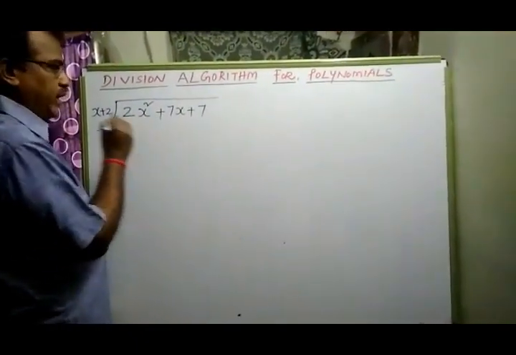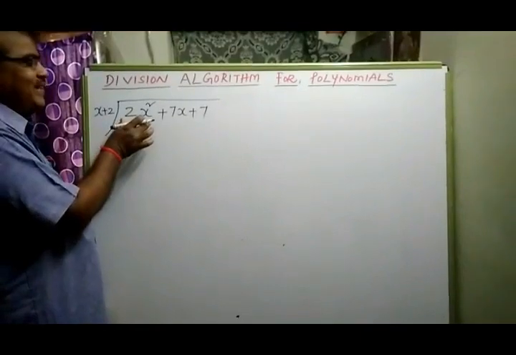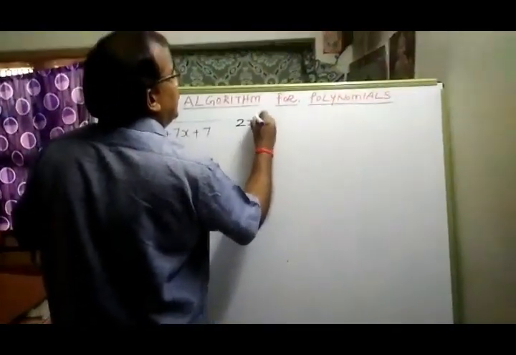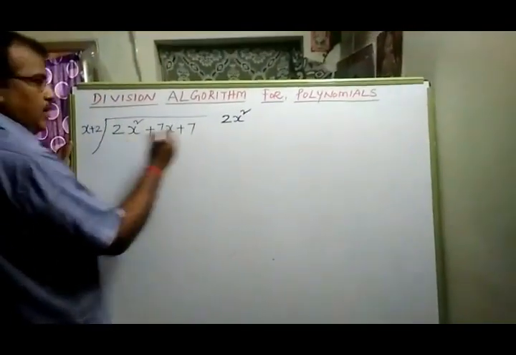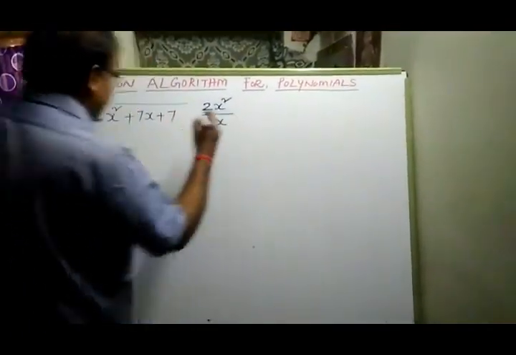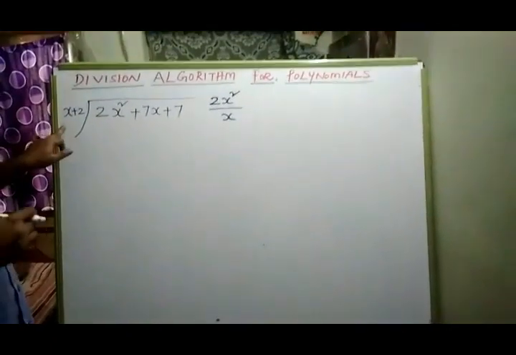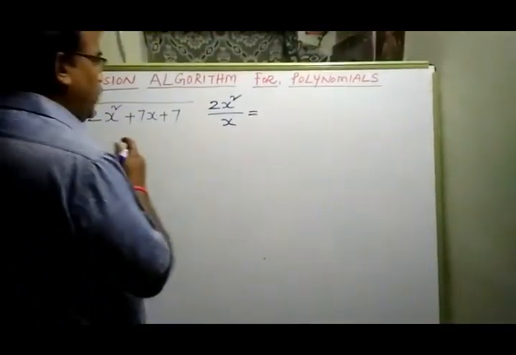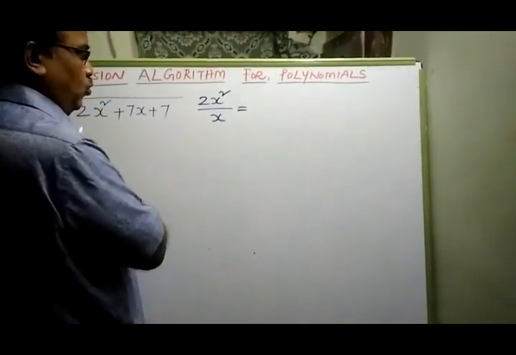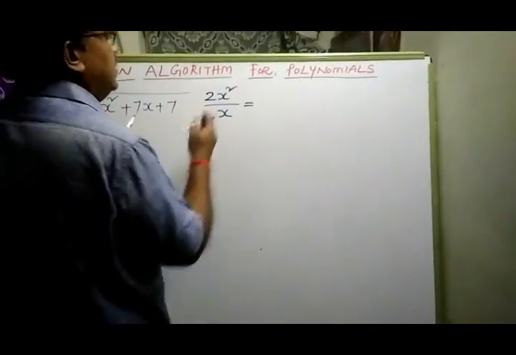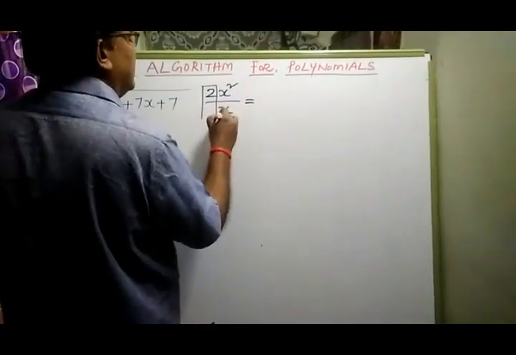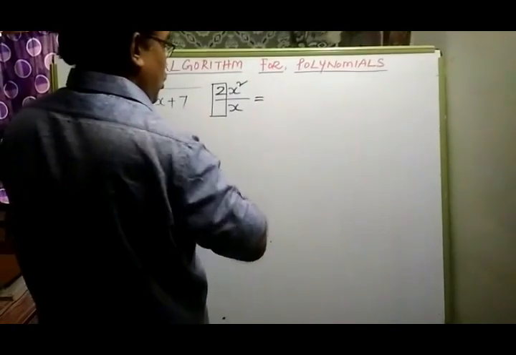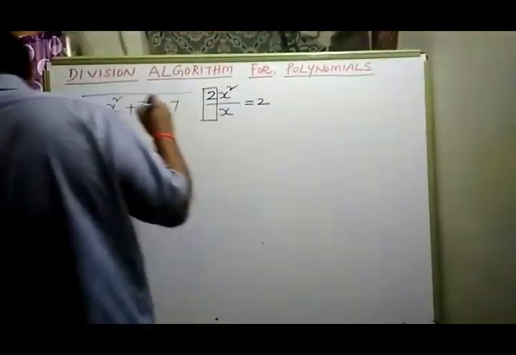Now, what is the first step? Take the first term of the dividend. The first term of the dividend is 2x square. And what is the first term of the divisor? x. First term of the dividend by first term of the divisor: 2 by 1 is equal to 2.